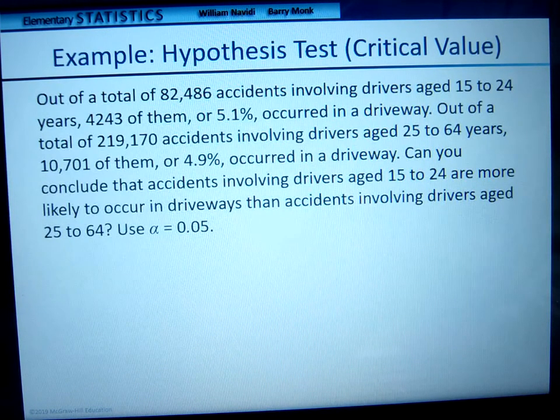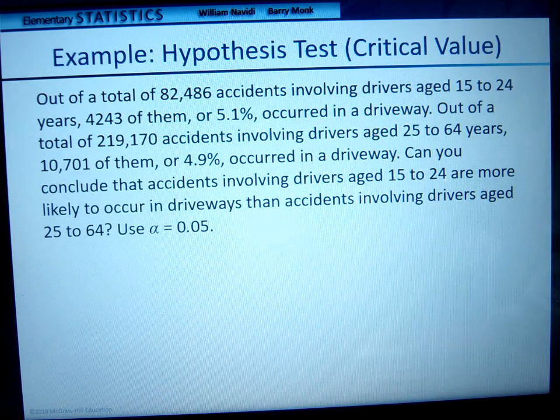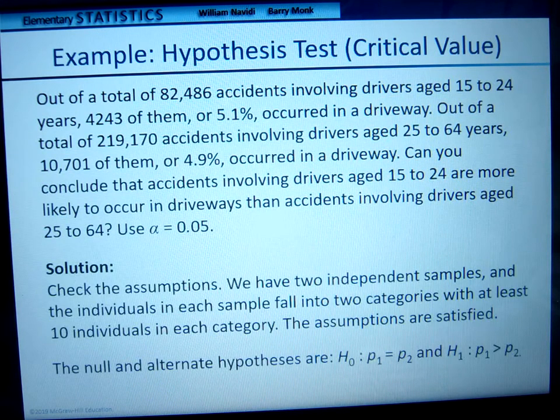So here we have a total of 82,486 accidents involving drivers aged 15 to 24 years old. 4,243 of them, or 5.1%, occurred in a driveway. Out of a total of 219,170 accidents involving drivers between 25 and 64 years, 10,701 of them, or 4.9%, occurred in a driveway. Can you conclude that accidents involving drivers 15 to 24 are more likely to occur in driveways than accidents involving drivers aged 25 to 64?